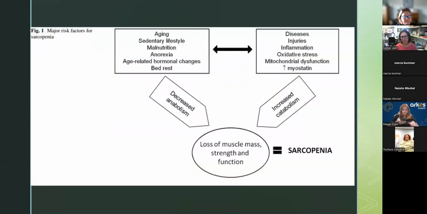Same risk factors, right? If you're older, you have multiple chronic diseases, you're more sedentary, you're not eating well, you have bed rest from a hospitalization, then you have decreased buildup of your muscles. After injury, inflammation, the oxidative stress, the decrease in mitochondrial function, then you have increased breakdown of muscle.